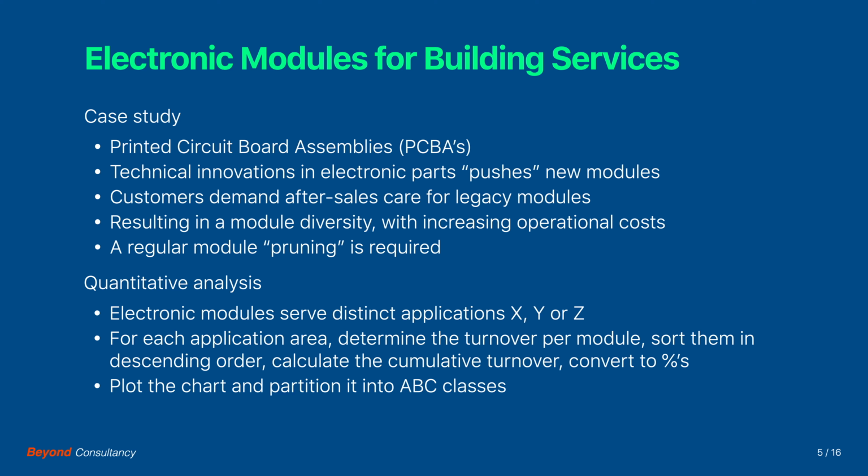As we have explained in the previous keynote, for each application area we determine the turnover per module, sort them in descending order, calculate the cumulative turnover, convert the values into percentages, plot the chart, and then classify the items into A, B, or C.